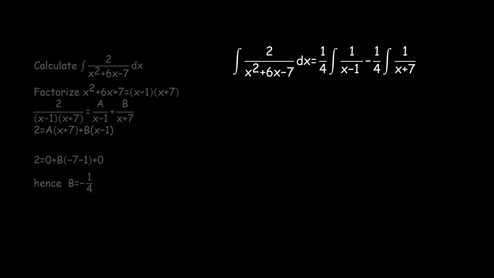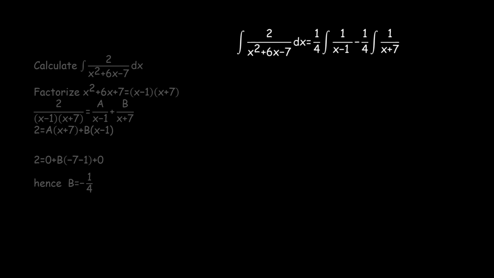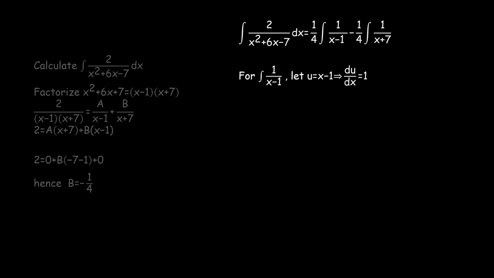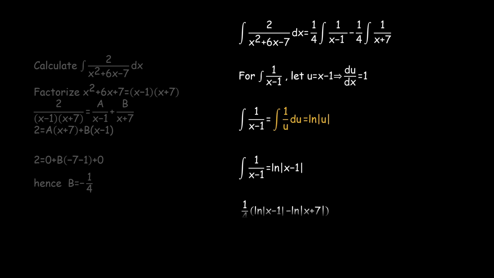So this will be the integral of 1/4 times 1 over x minus 1 minus 1/4 times 1 over x plus 7. So we substitute the denominators for u. Okay, if we let u be equal to x minus 1, du by dx is just 1, and then the integral is natural log of x minus 1. And then for 1 over x plus 7, keep in mind we're going to have the same thing. So this will just be natural log of x plus 7.